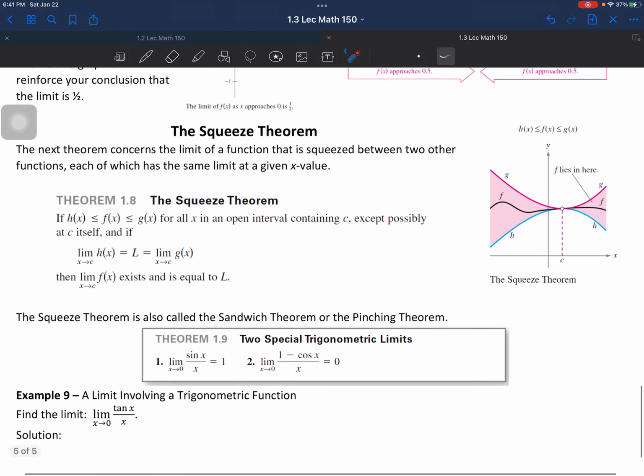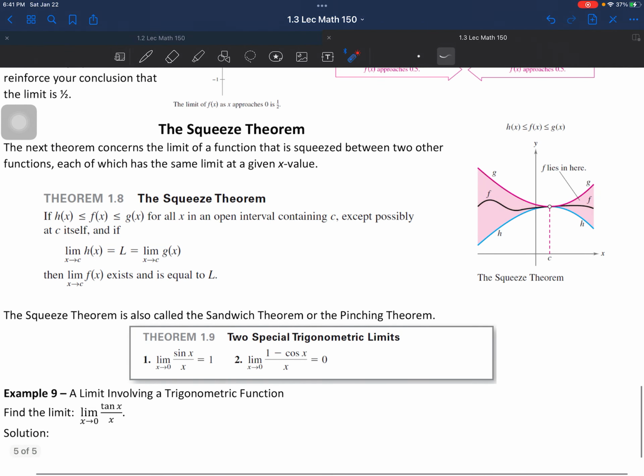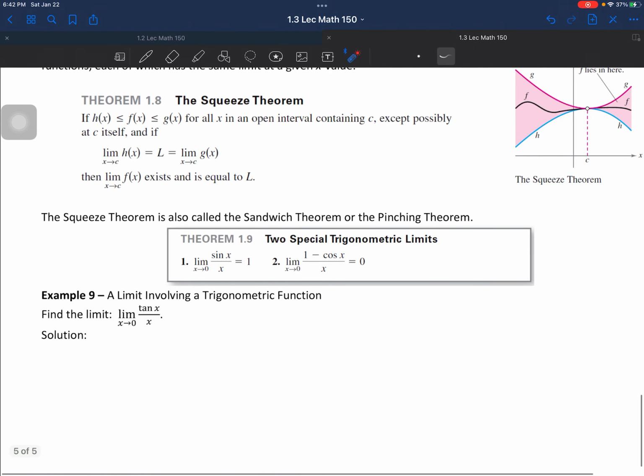But what we're saying here is that if f is a hard function to find, but you know a beautiful function h and a beautiful function g, that you know how to find the limit of, and you know that f is always in between h and g, then when you try to find the limit as x approaches c, we know that h and g are squeezing the function f. That will force it for us to be able to actually find the limit of f there, and that's what the squeeze theorem is saying.